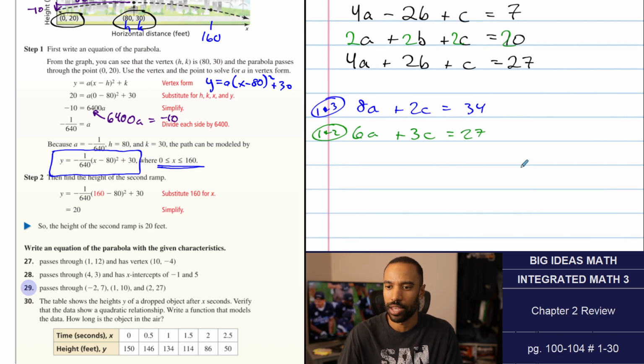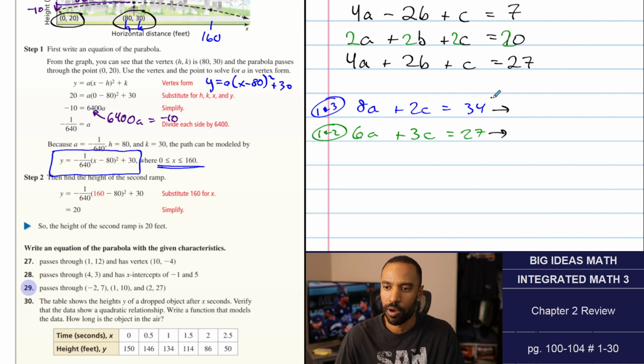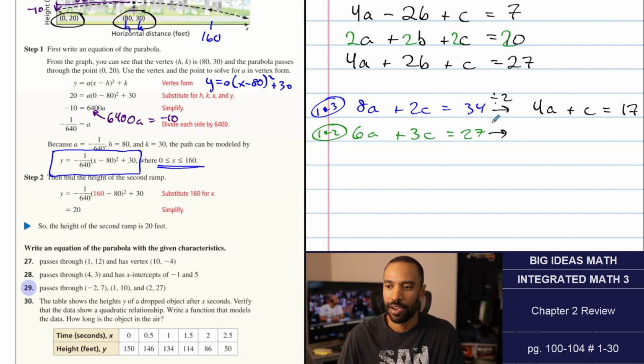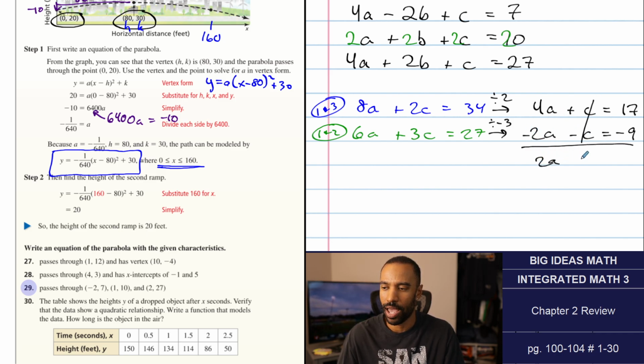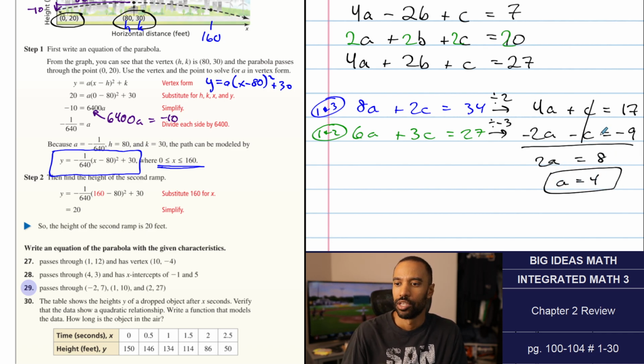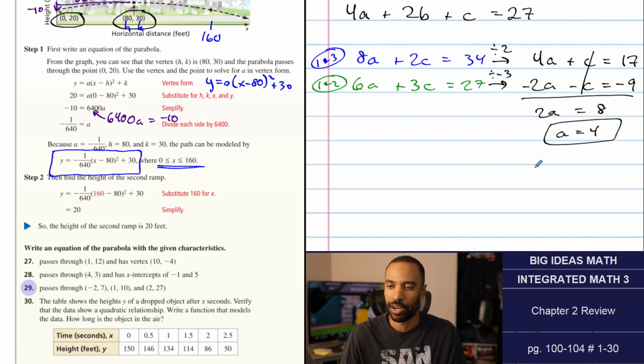Now, both of these equations I can make smaller. You know I like to go smaller instead of bigger here. I'm going to divide this one by 2 and get 4a plus c equals 17. And divide this one by 3. Heck, let's divide it by -3. Let's get rid of one of these things right now. We'll get -2a minus 1c equals -9. This will eliminate my c's as I go down the list here, and I get 2a equals 8, therefore a equals 4. So I solve a equals 4.